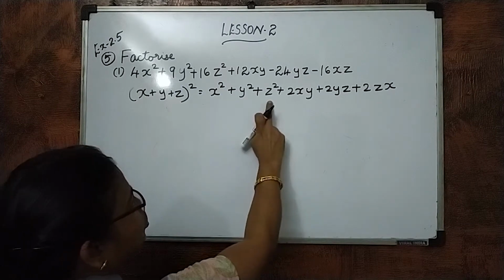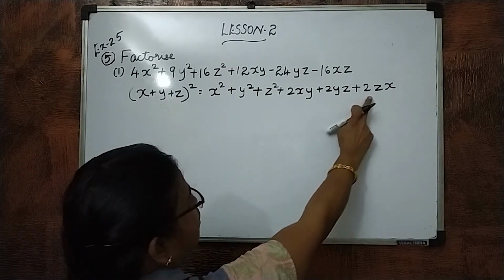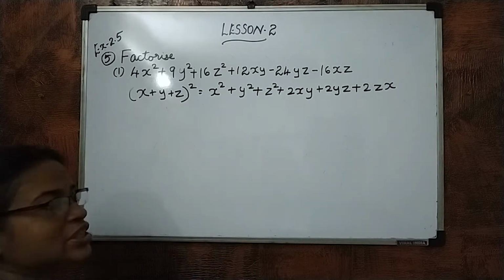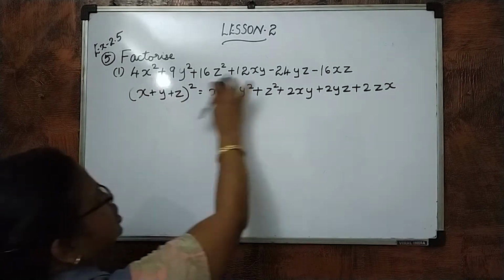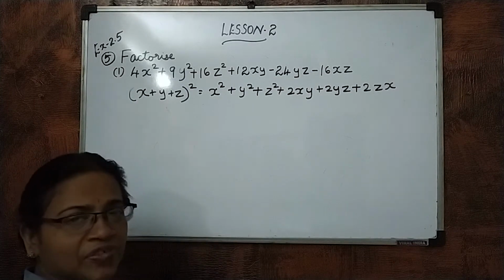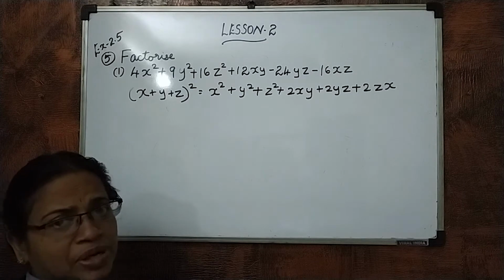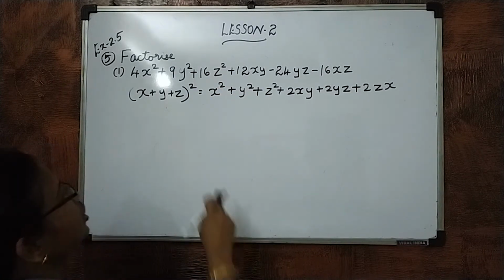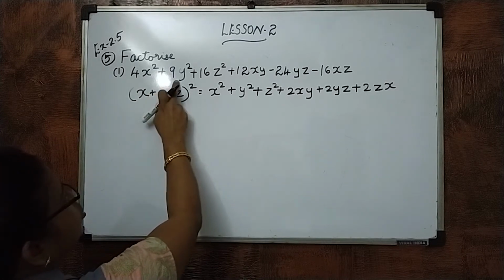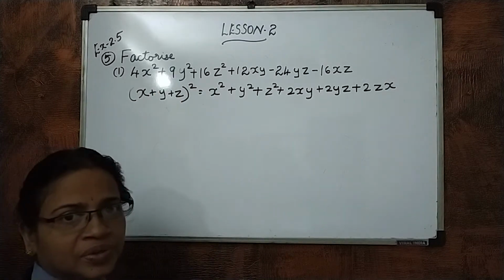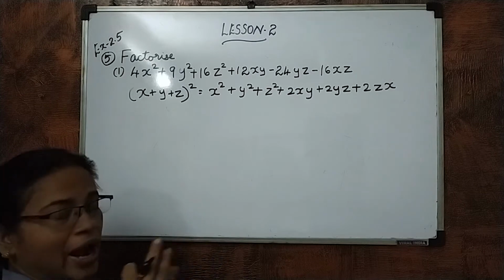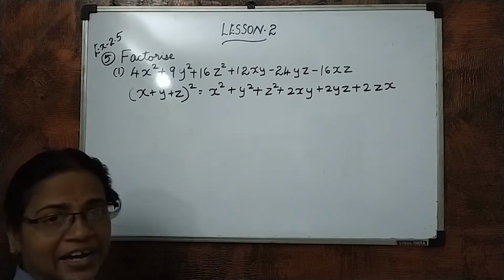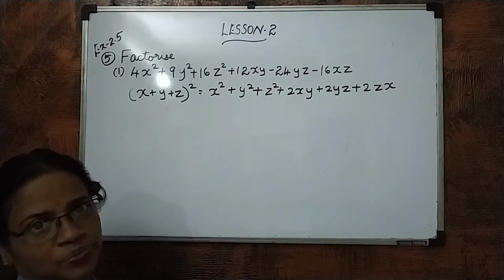Then you have to count how many terms are here. 1, 2, 3, 4, 5, 6. So 6 terms are there. Here also 6 terms are there. Then find out which terms are similar. Here 3 square terms are there, here also 3 square terms are there. Right? So like that you have to identify which identity you are going to use.